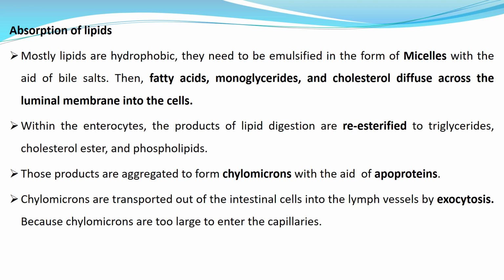Within the enterocytes, the products of lipid digestion are re-esterified to form triglycerides, cholesterol esters, and phospholipids. So those products are aggregated to form chylomicrons with the aid of apoprotein.